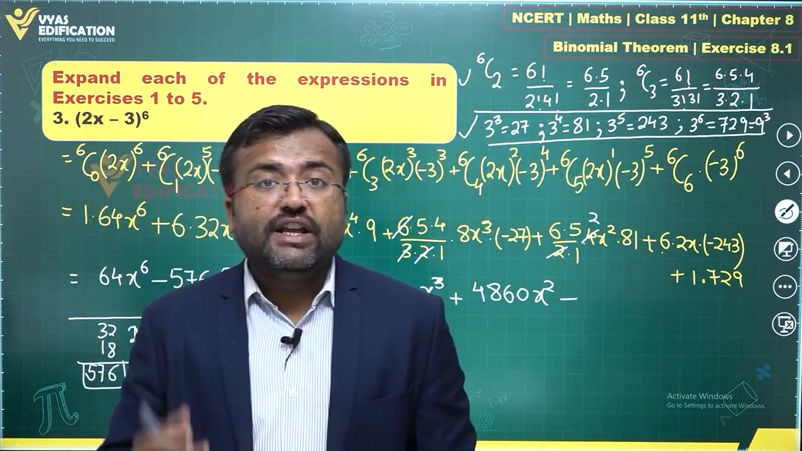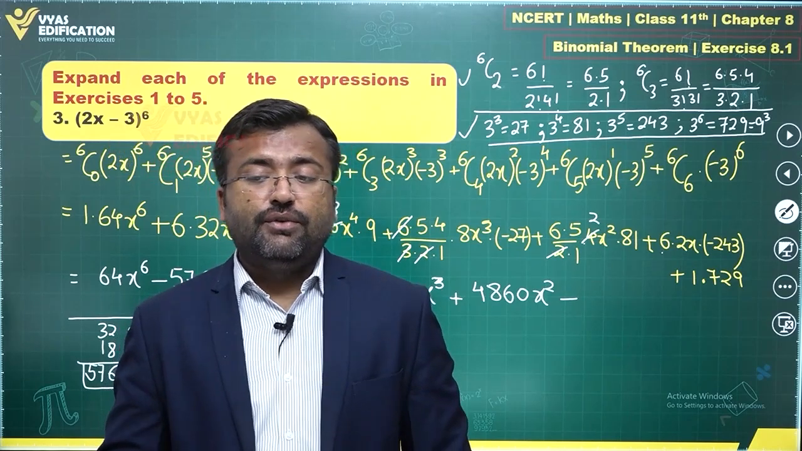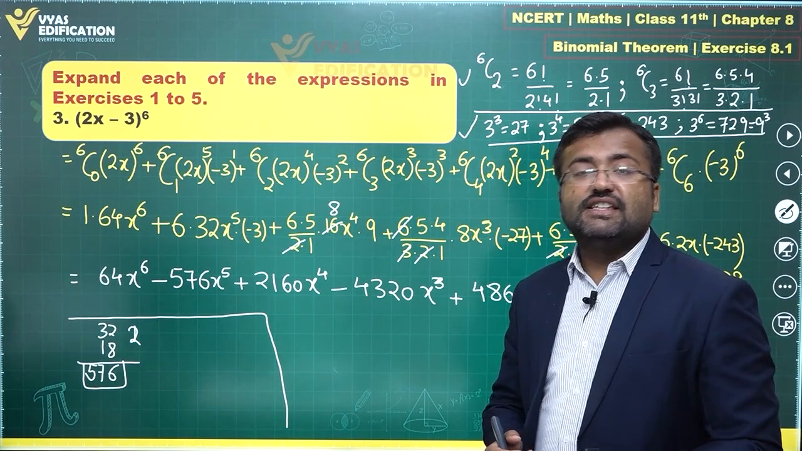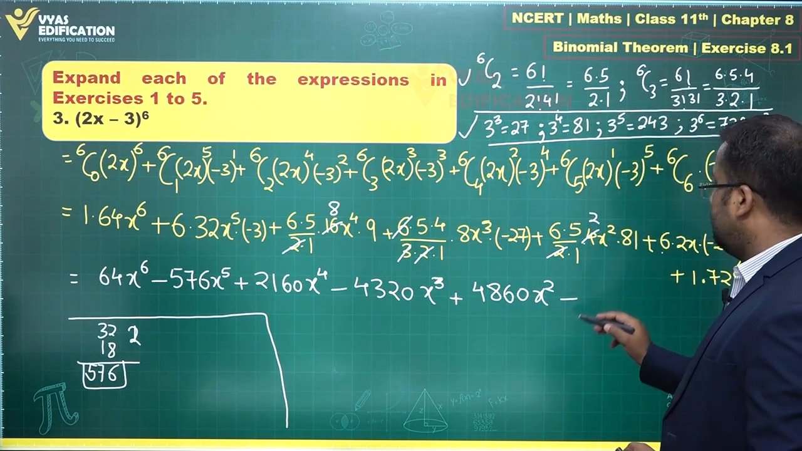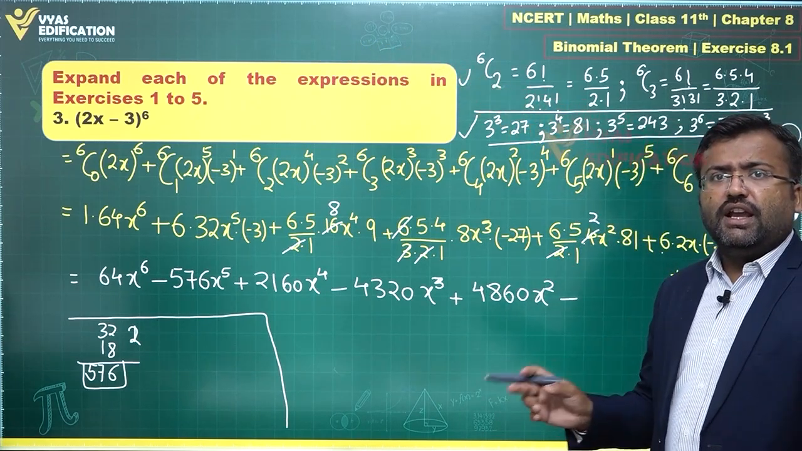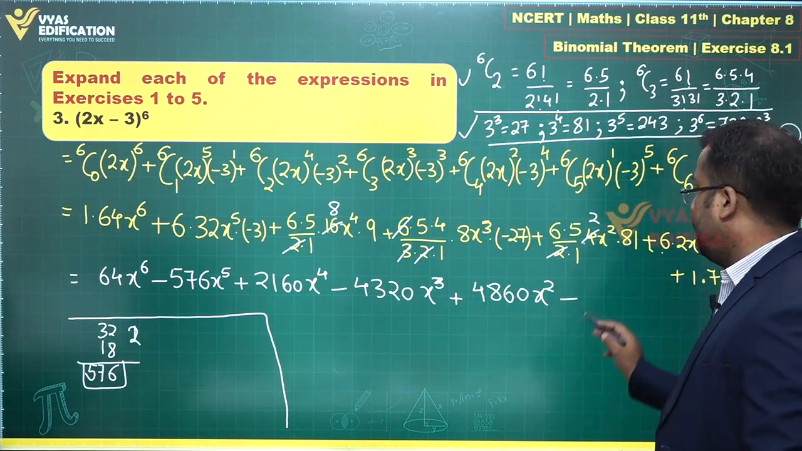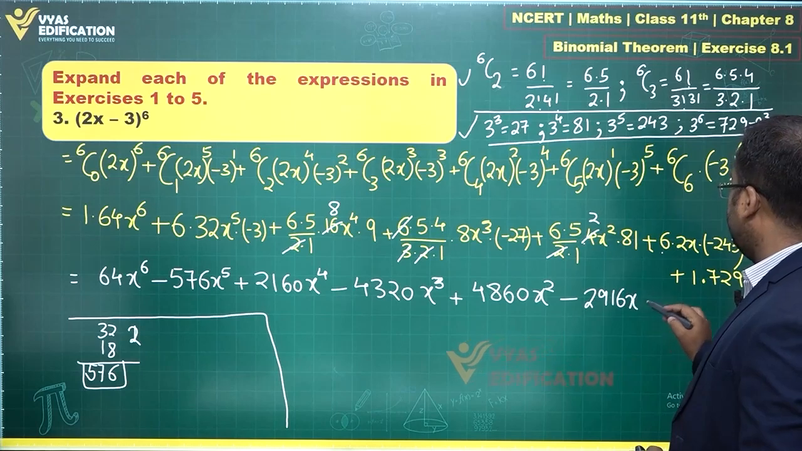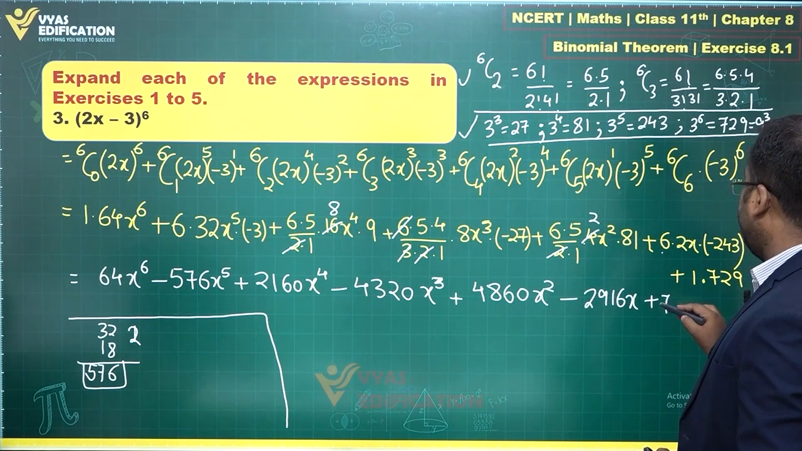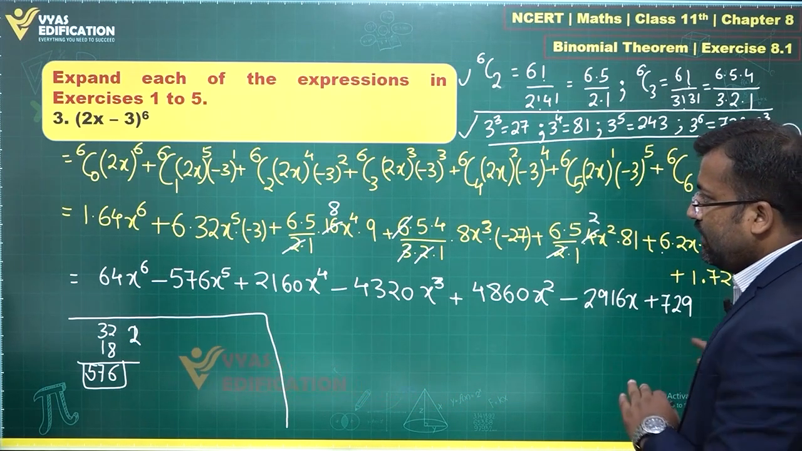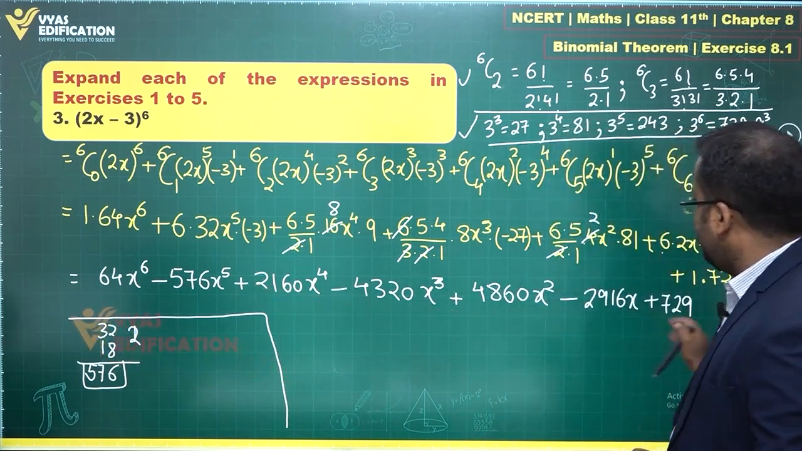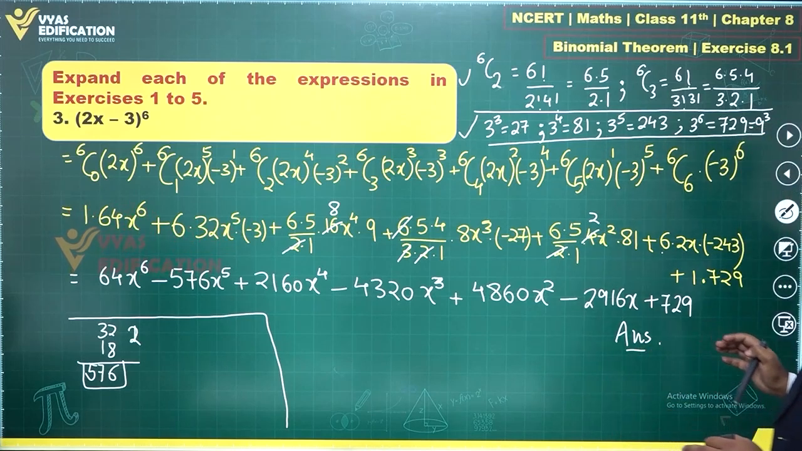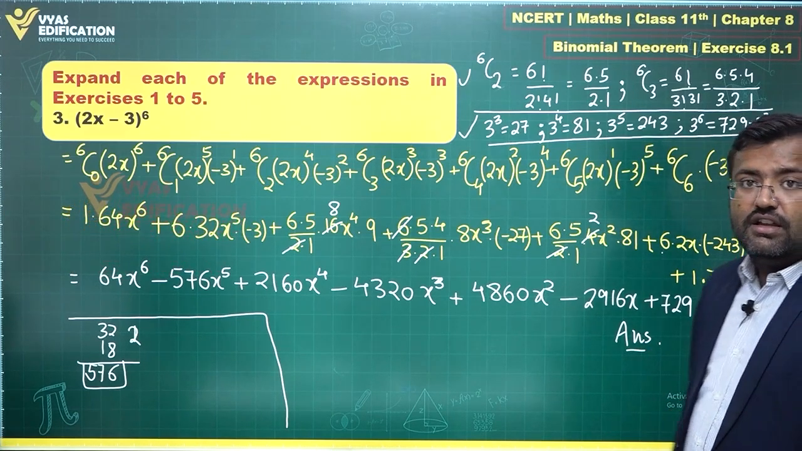729 times 2 is 1458. 1458 times 2 will be 2916. So 1458, 28, 29 and 16. This will be 2916, and this will be x plus 729. Is it all? Yes, this is the final expansion, and yes, that is my answer for this question. Let me get a side for you to take a look at this. That's all for this question.